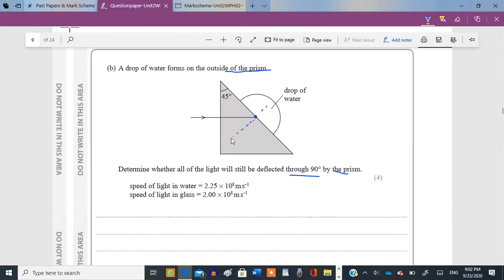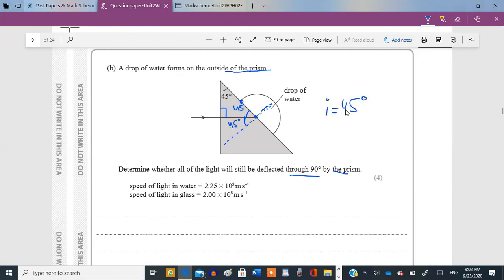Okay, so if this is your normal, then if this angle is 45, this angle is also going to be 45. If this angle is 45, then the angle of incidence is also 45 because this is a 90 degrees right angle triangle over here. Is this part clear? Okay, angle of incidence is 45 degrees.